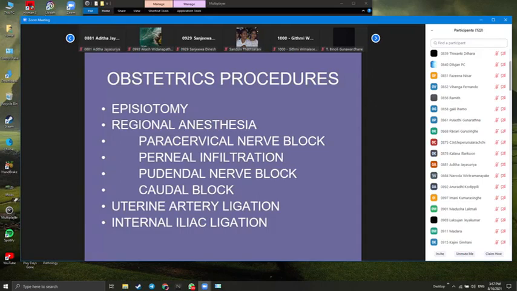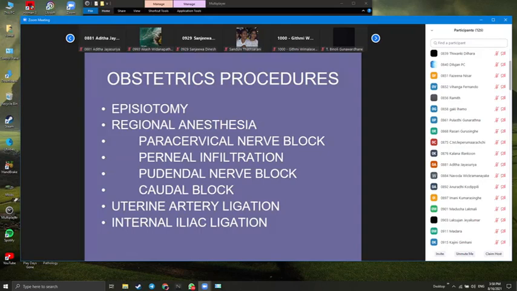And then pudendal infiltration, commonly done in the past, where we direct the needle towards the pudendal nerve block. And perineal infiltration is very simple. Just get into the perineum, put the fingers in the vagina, separate it and inject all over the perineum. That is perineal infiltration. And more advanced would be pudendal nerve block and the caudal block.